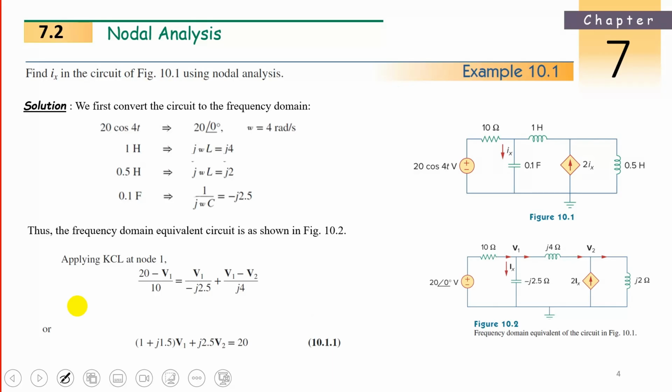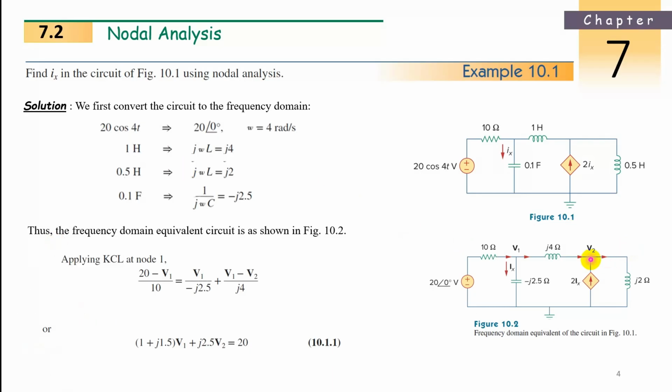Now go to the second node at V2. At V2, what equations can we write? Node 2. We can write V2 divided by j2, that is one equation: V2 minus 0 divided by j2. One equation here.